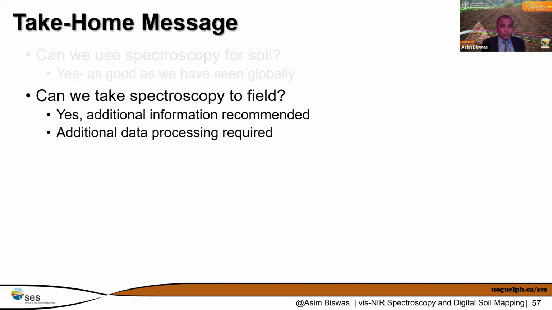Can we take spectroscopy to the field? I would say yes, but there are some cautions associated, with an asterisk on top. Yes, we can collect additional information like soil water data, soil structure, soil texture and other things that could help us mitigate the uncertainty during the prediction. And of course, it requires additional data processing techniques, so we still need to do work and create more information about how much of that uncertainty is coming along.